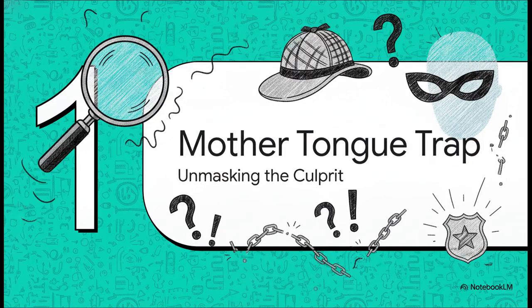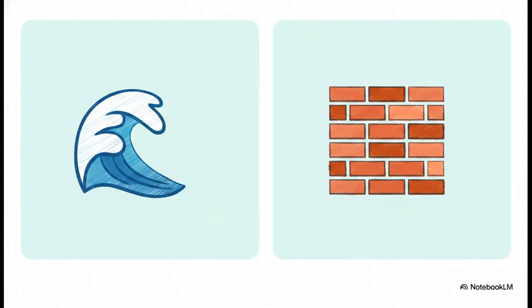Section 1. The Mother Tongue Trap. Unmasking the Culprit. Think of me as your personal grammar detective for this explainer, because we are about to unmask the real culprit behind the most frustrating mistakes you make. Think about Russian syntax. It's beautifully fluid, right? It's morphological, meaning you can move words around almost however you want, just because the word endings tell you exactly who is doing what. But then we look at English.